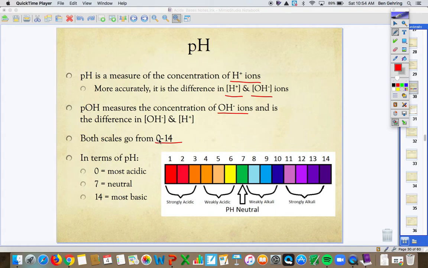On the pH scale, 0 means highly acidic, 7 means neutral, and 14 is highly basic. We'll go through some of those situations. If you have anywhere from 0 to 3 on the pH scale, that is a strong acid. 4 to 7 is a weak acid. Anything above 7, so 7-ish to 10, is a weak alkali or a weak base. And then above 10 to 14 are your strong bases. So we'll talk through some of those as well.